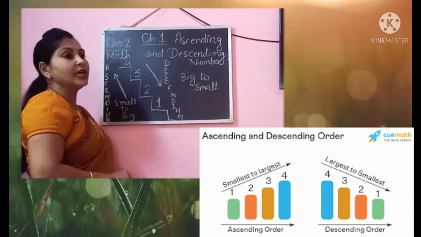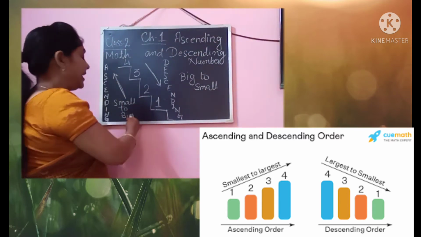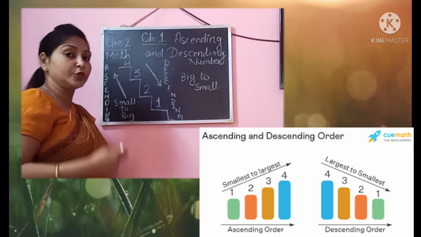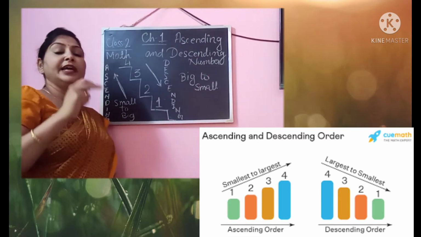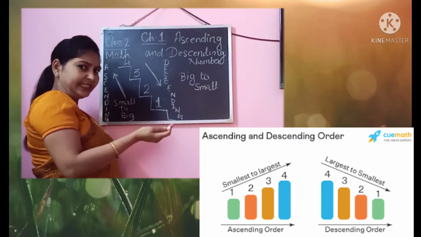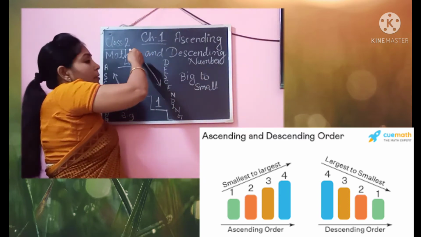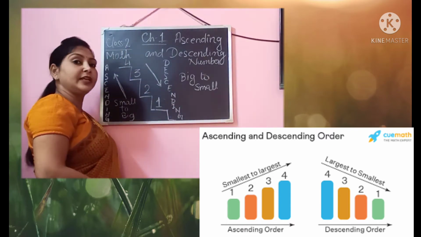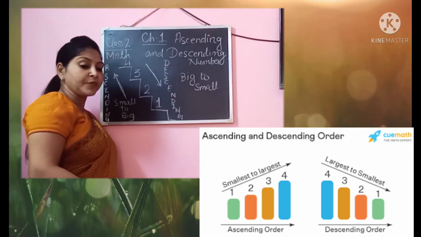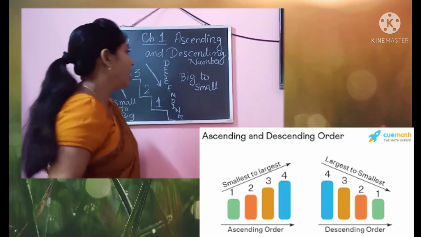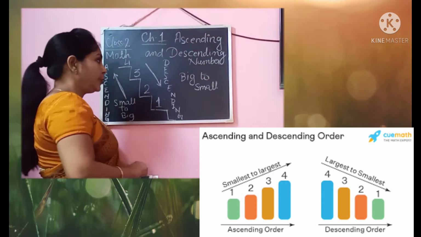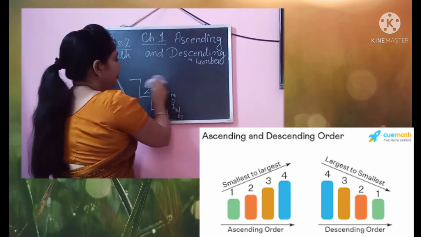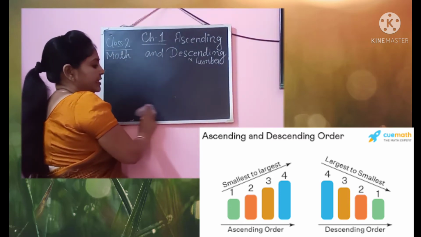Okay. In other words, we can say ascending order means small to big numbers. When we move ahead from small to big numbers, we are writing the numbers in ascending order. When we move from big to small or from up to down, then we call it descending order. Okay. Now with some examples, I will show you how to do ascending and descending order. You have few exercises also in your book. So first I will be showing you how to arrange the numbers in the ascending order.